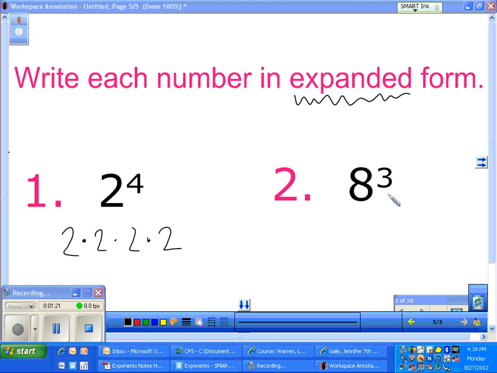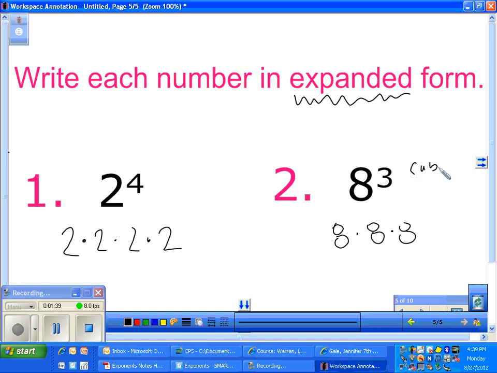Then we have 8 to the 3rd power. We want to write that in expanded form also. So we have 8 times 8 times 8. Make sure that you are filling in your notes as I'm doing this. Another way to say 8 to the 3rd power would be to say 8 cubed. 8 cubed is a better way to say 8 to the 3rd power. That is a mathematical term.